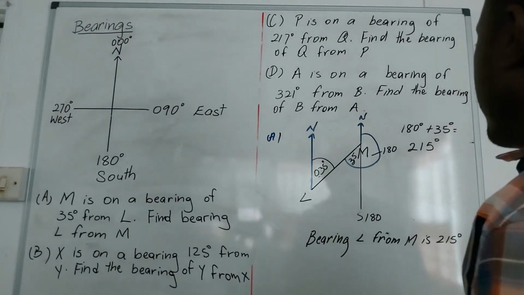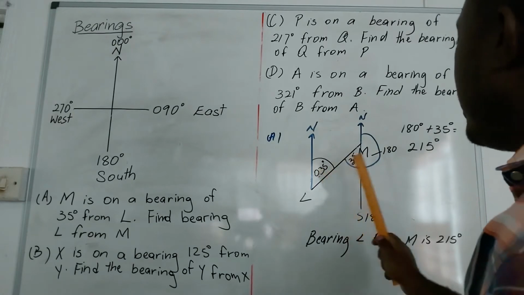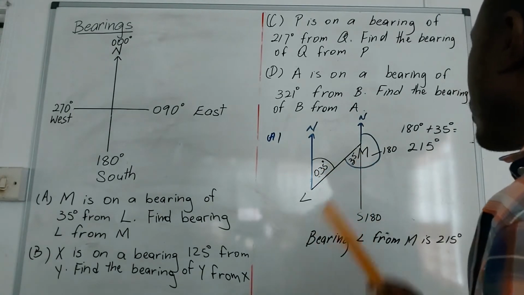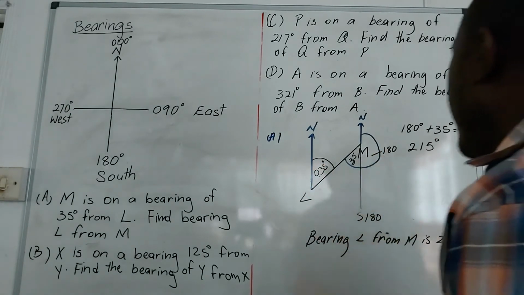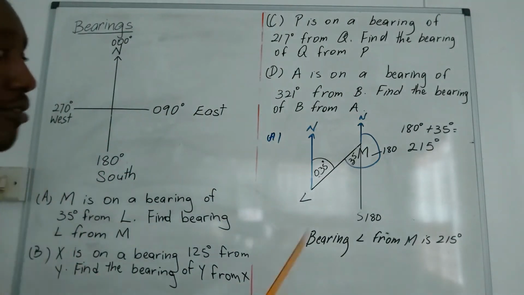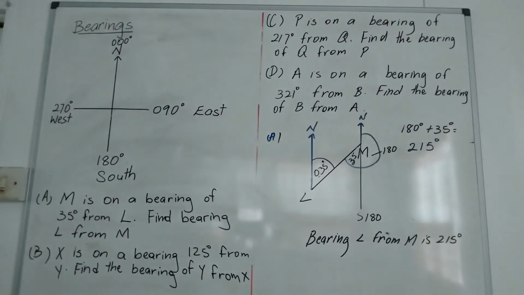So once we have an acute angle, what we can do is extend this line. We know that these two will be alternate, these two will be equal. So if here is 35, we will have 35 there, and then we add 180 to find the bearing around here. And that, as we found, is 215 degrees.